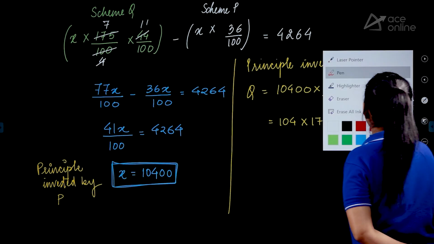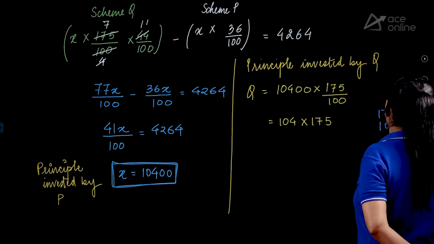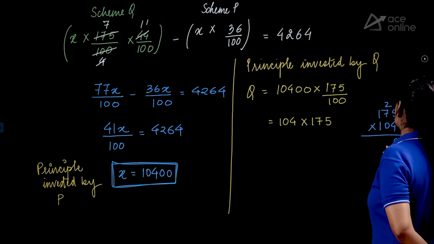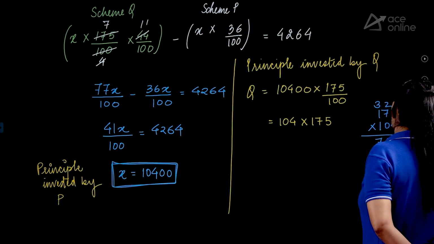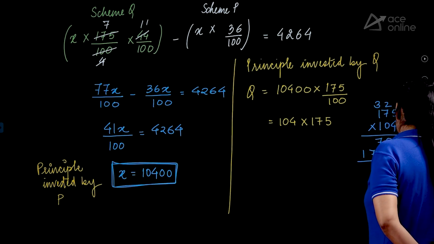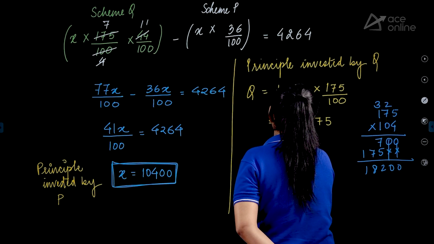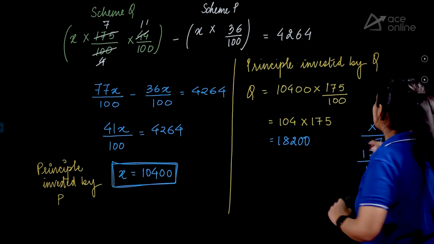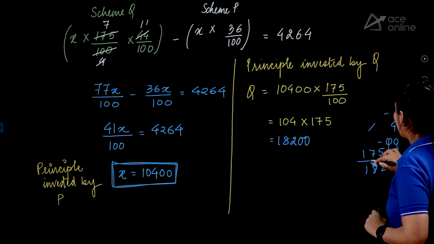So when we multiply this, here we are having 2 and 28, 30, so 3 and the 7. So here we are getting 18,200. This is the amount invested by Q.